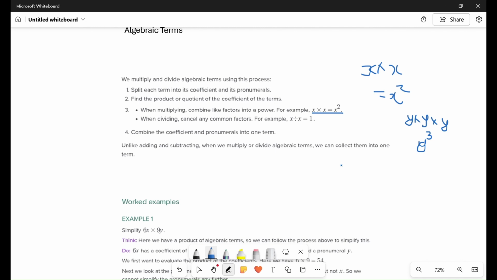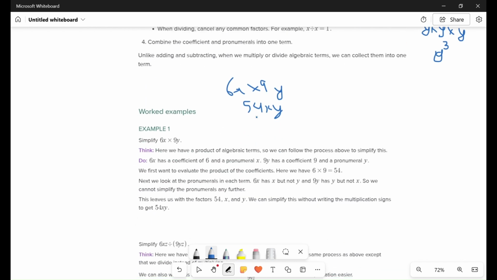Now, unlike adding and subtracting, when we multiply or divide algebraic terms, we can collect them into one term. For example, 6x times 9y. 6 times 9 is 54. And remember, in addition we don't know their quantities, but in multiplication, even if x is 5 and y is 13, xy would be equal to 5 times 13, so you would get the same thing. So 54xy.